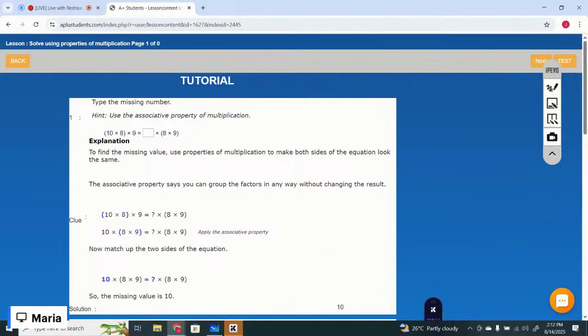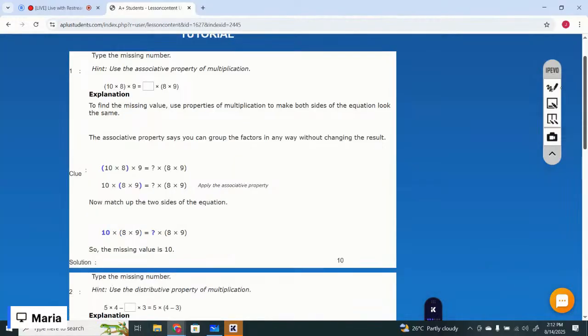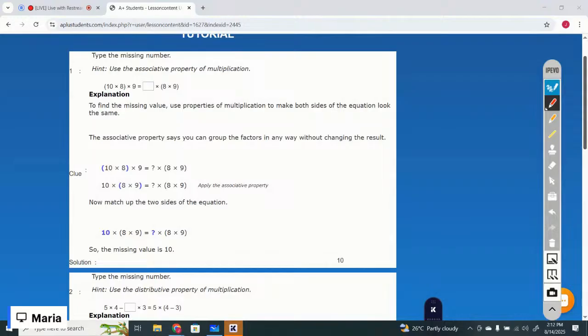Type the missing number. Use the associative property of multiplication: 10 times 8 times 9. To find the missing value, use properties of multiplication to make both sides of the equation look the same. They both have exactly the same numbers, right? You are given all the numbers over here, 10 times 8 times 9. Here you are given just 8 times 9. So the missing number is 10, because both sides must have the same numbers. So that is 10 times 8 times 9.